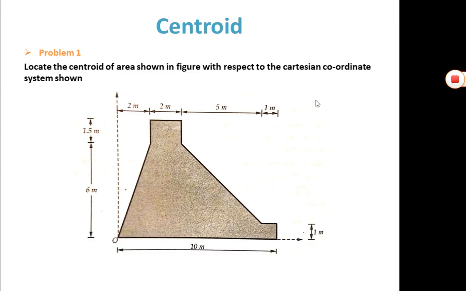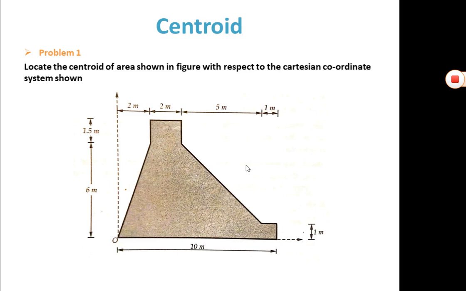Hi friends, in this video we are solving the first question in the centroid chapter. So I will read the question once. Locate the centroid of the area shown in the figure with respect to the Cartesian coordinate system shown. So in this figure a random geometrical plane is given to you, which is located in the first quadrant of the Cartesian coordinate.